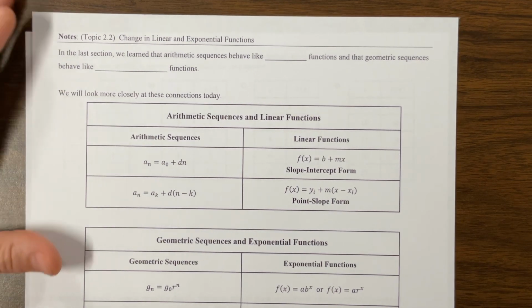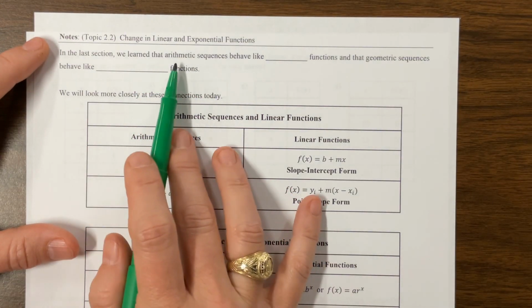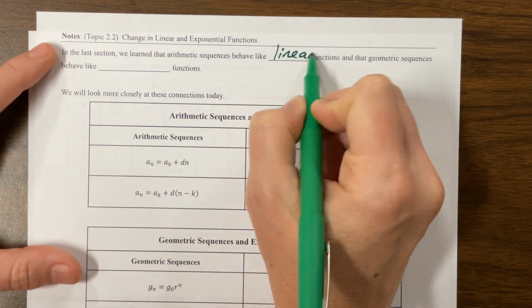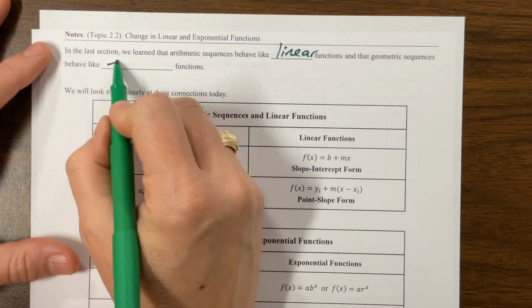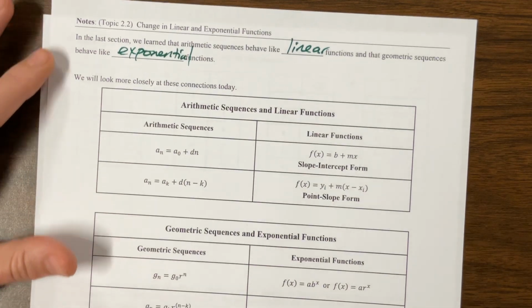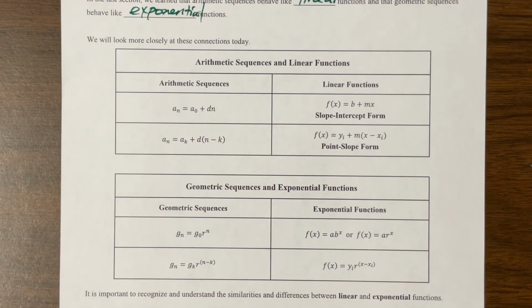It says in the last section we learned that arithmetic sequences behave like linear functions, and geometric sequences behave like exponential functions. We will look more closely at these connections today. Fantastic. Hang on, I'm going to put this to the side.